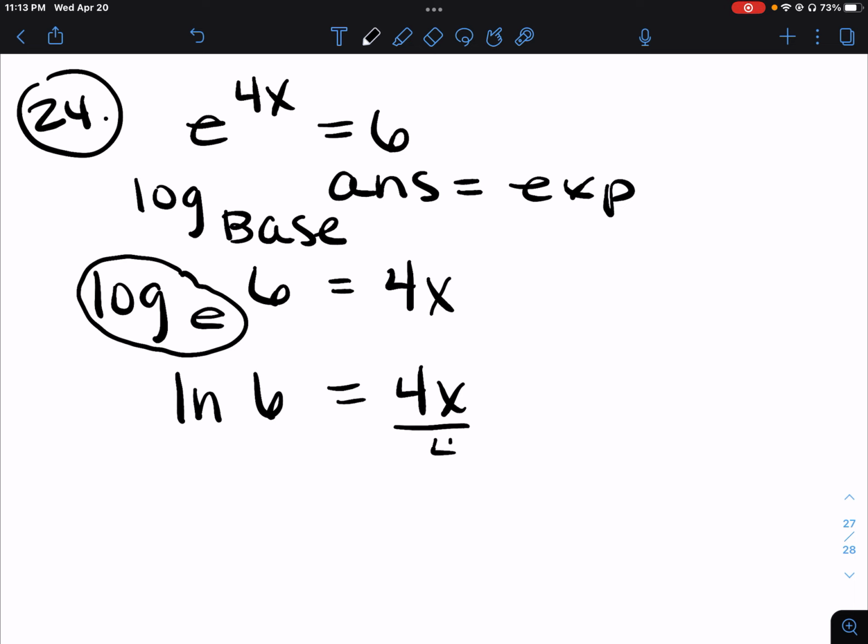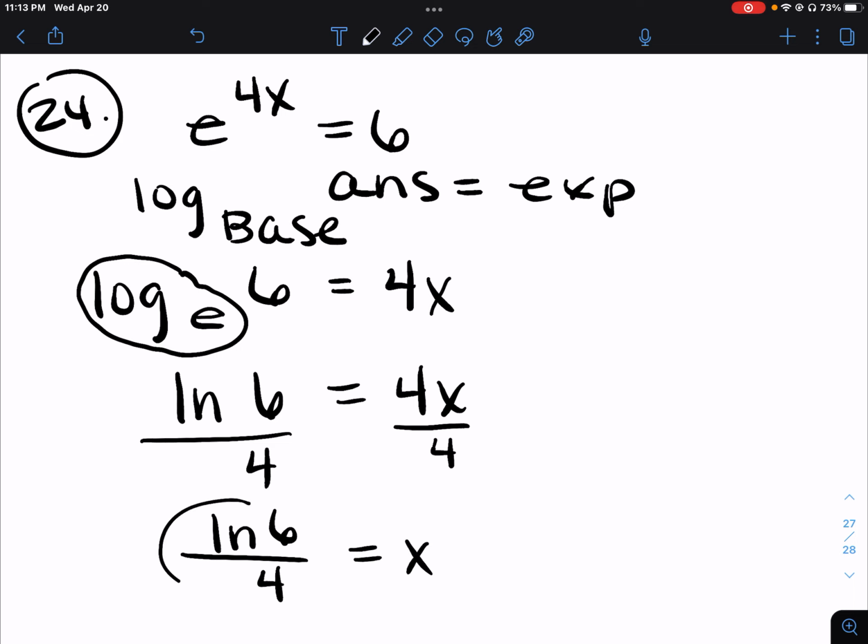So we divide by 4. So ln of 6 divided by 4 is x. Do not try to divide 6 and 4 by 2, because that's not 6. It's the ln of 6. The division is going underneath that whole thing.